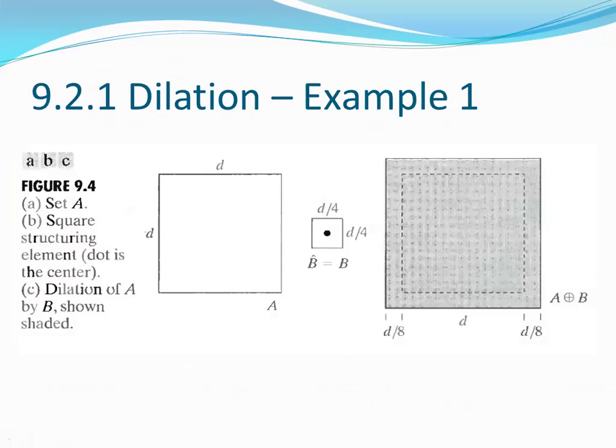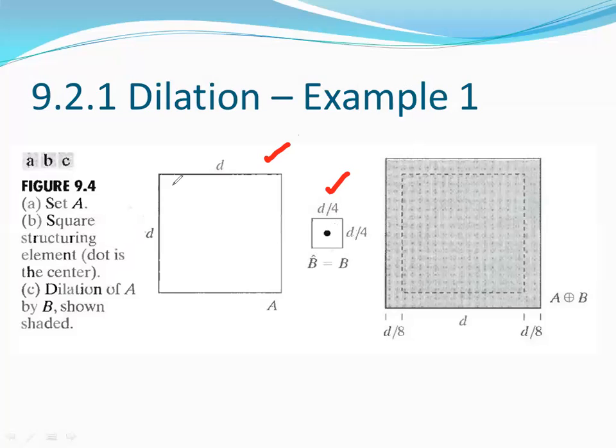Let us see what is meant by dilating an image. Let us try and check. See here, I have this particular image A. This is a set, which is what I want to process. This is my structuring element. The control of this element, the knob, is in the center.